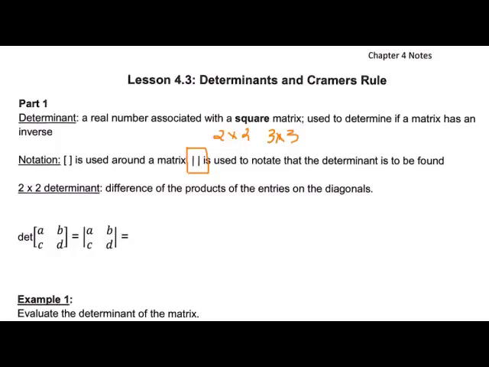So the 2 by 2 determinant, we're finding the difference of the products of the entries on the diagonals. So remember, difference means that we are subtracting, and the product means that we are multiplying. So we're multiplying the numbers on the diagonals and then subtracting them. So to find the determinant of this first matrix here, again, we're multiplying the diagonals. So here we have A times D, or AD, minus BC, or B times C. And that will get us our determinant.